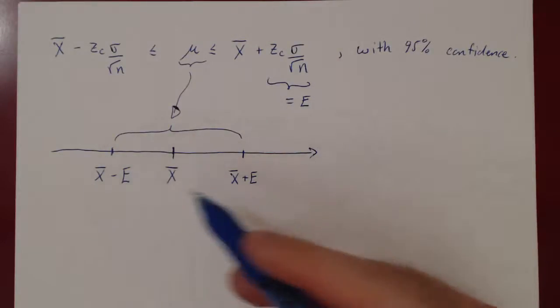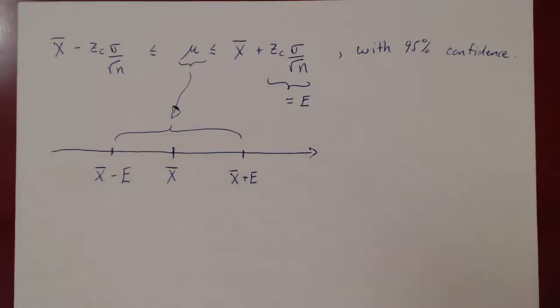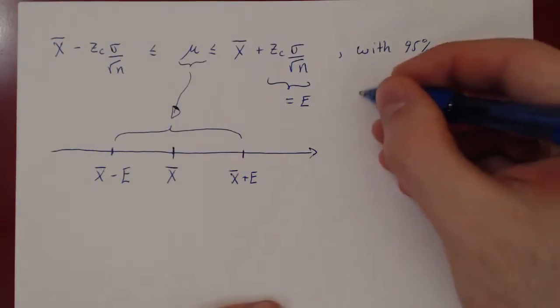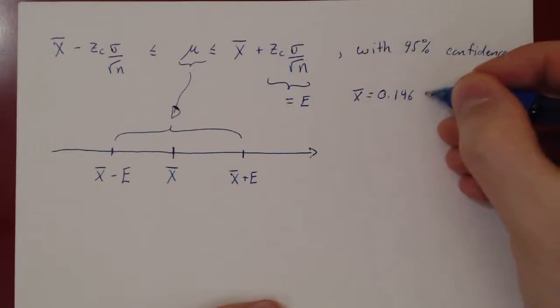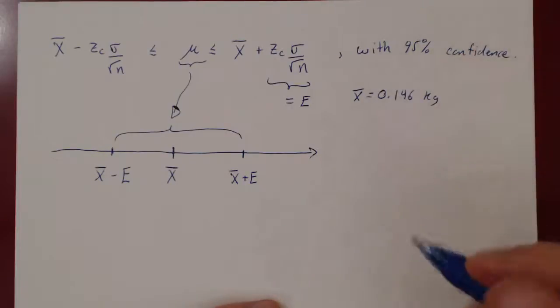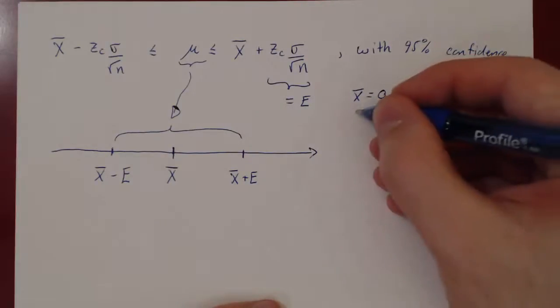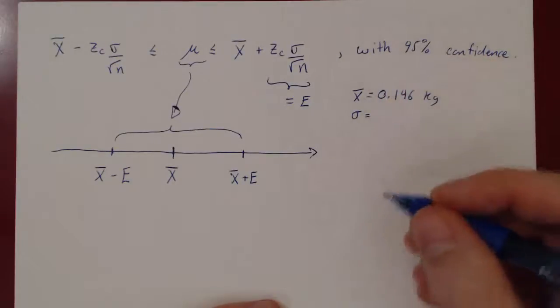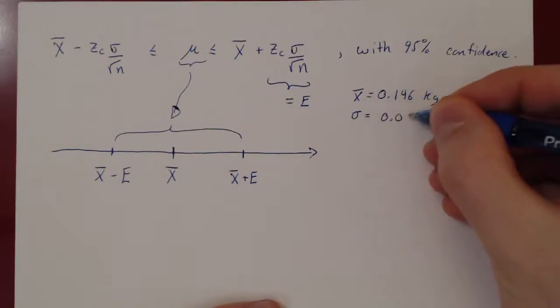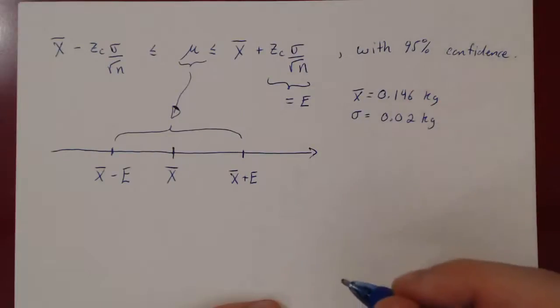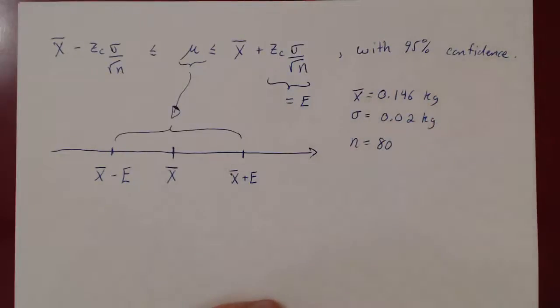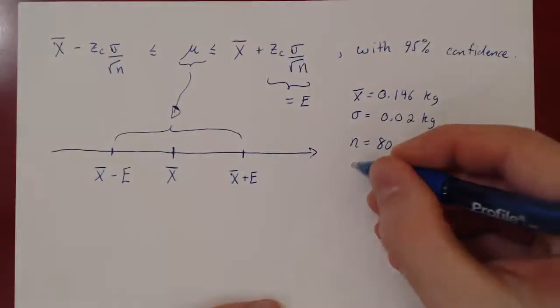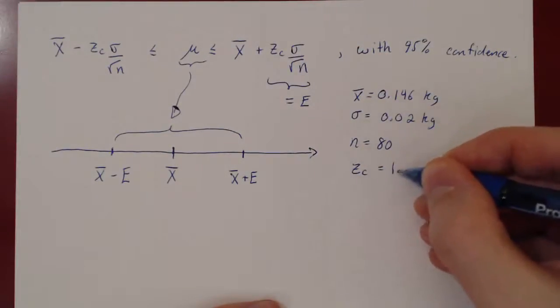The only thing left is to calculate these quantities. Well, remember what we had. We've found a sample mean of 0.146 kilograms. We cheated and we assumed that we knew the true deviation to be 0.02 kilograms. We had a sample size of 80 apples, and our critical z-score we had found to be 1.96.